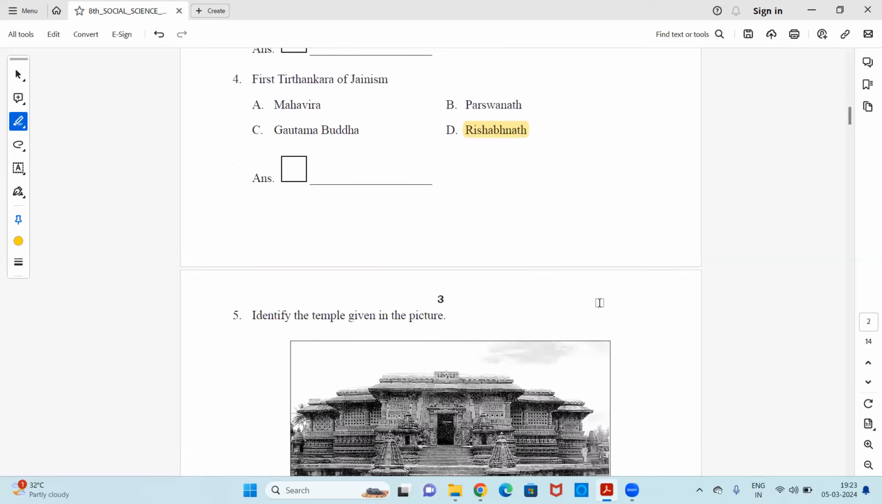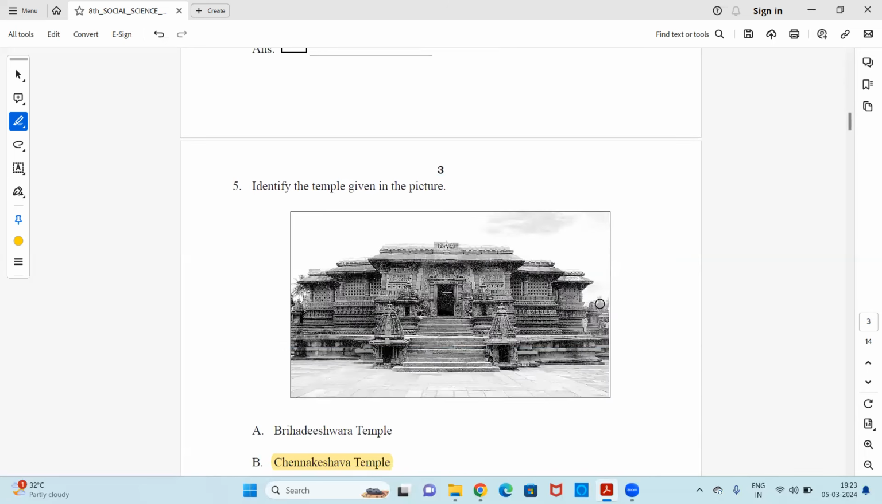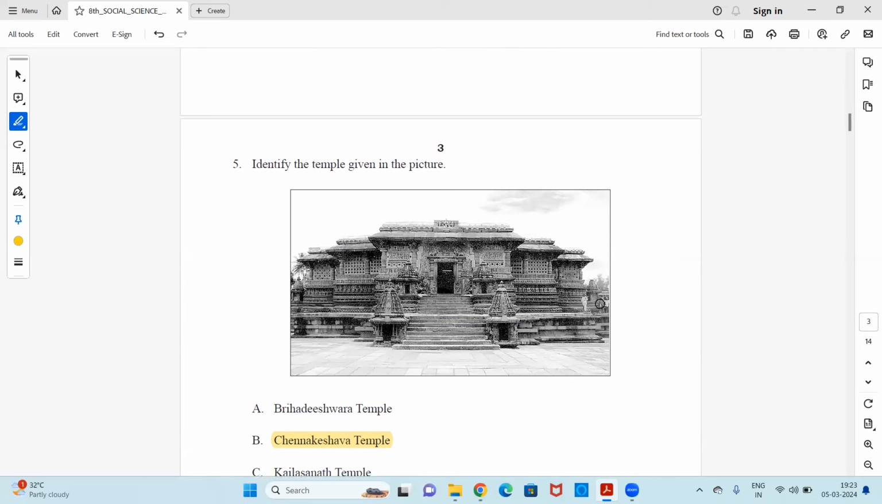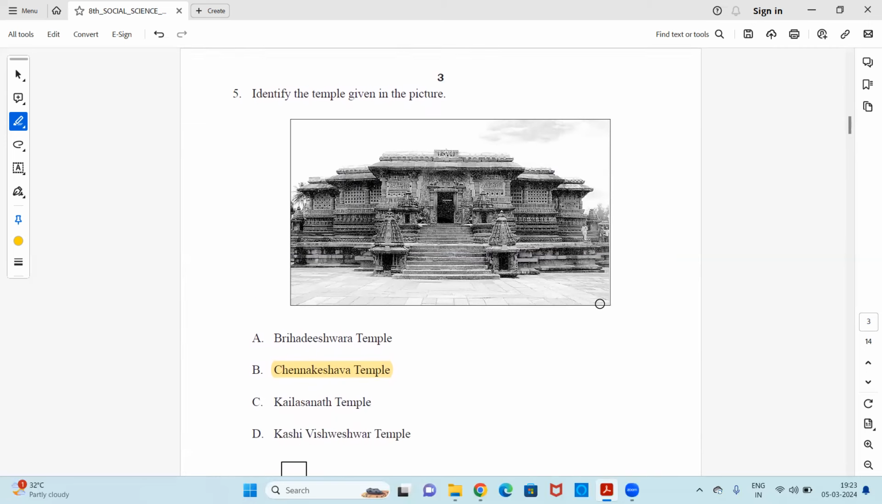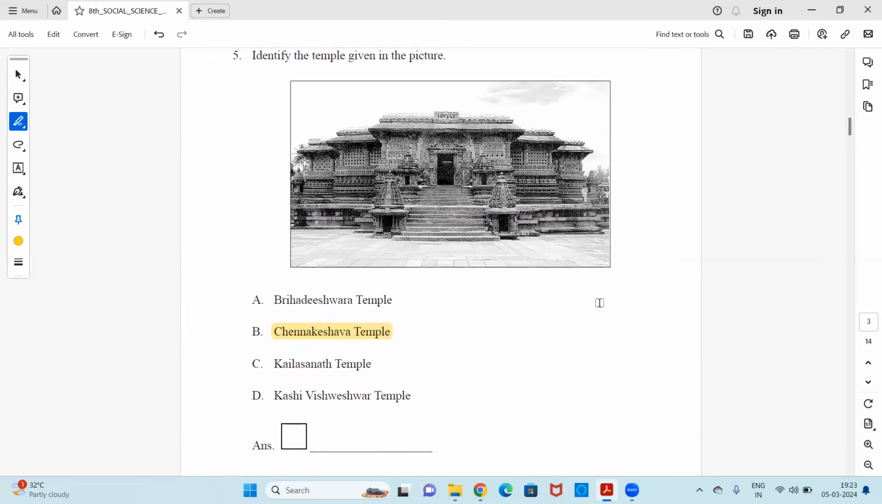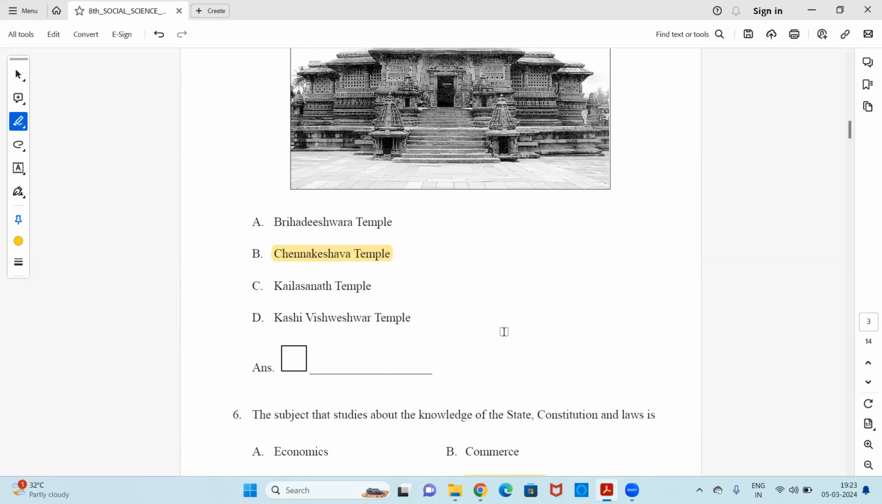Okay, next, moving to the fifth question. It is a picture-based question. You have to identify the temple given in the picture. Is it Brihadeshwara Temple, Chandakeshwar Temple, Kailasanath Temple, or Kashi Vishveshwar Temple? As the answer is highlighted, it's option B, Chandakeshwar Temple. The temple you see in the image is Chandakeshwar Temple. This type of question may be asked in your board papers for class 8 students.